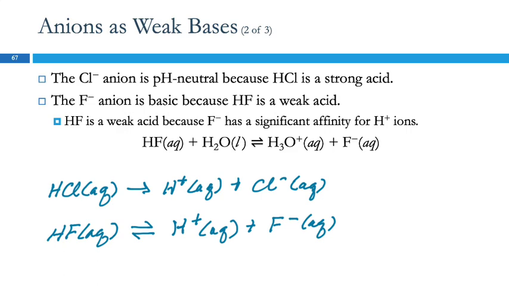So a base will neutralize acid, right? So adding chloride to hydrogen ions should neutralize them. But this reaction doesn't go in the reverse direction. Fluoride ions and hydrogen ions will combine, and they'll combine to form a weak acid. This is the conjugate base of the weak acid. This is the conjugate base of a strong acid. It cannot act as a base.